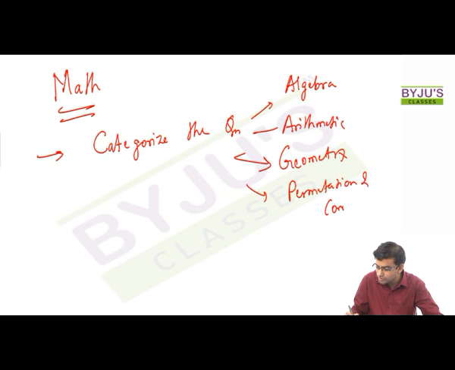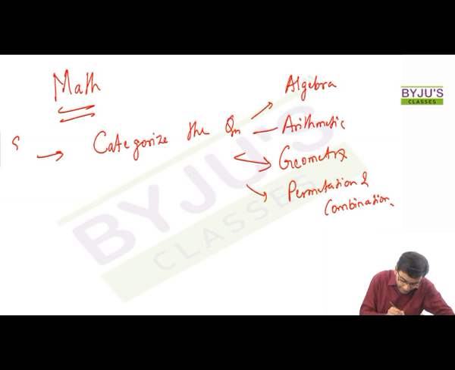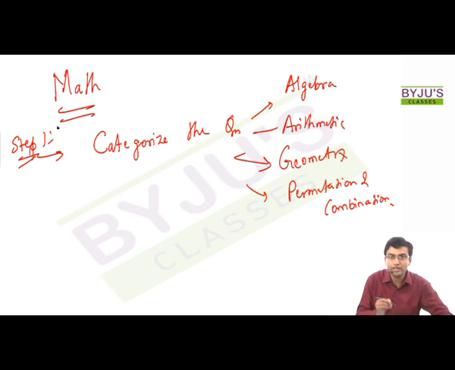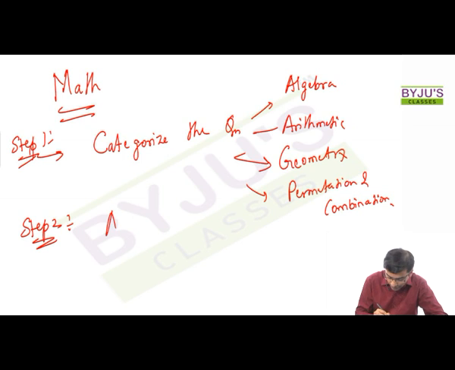The first thing you will do is, before you apply the formula, you should know what formula to apply. For that, you need to categorize. So step one, you categorize the question. You will try to identify what category it belongs to. This is an algebra question and it's based on quadratic equations. That is step one. After you categorize the question, step two is you apply the formula and you get the answer. That's it.